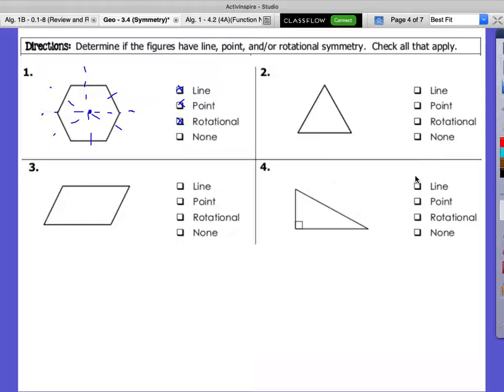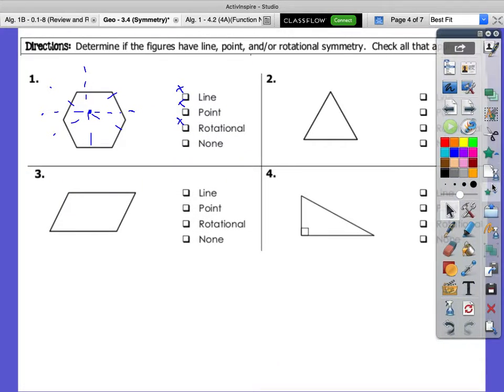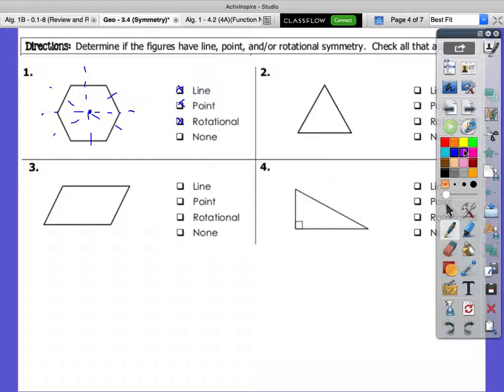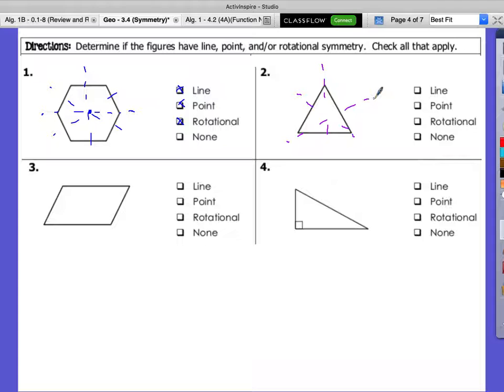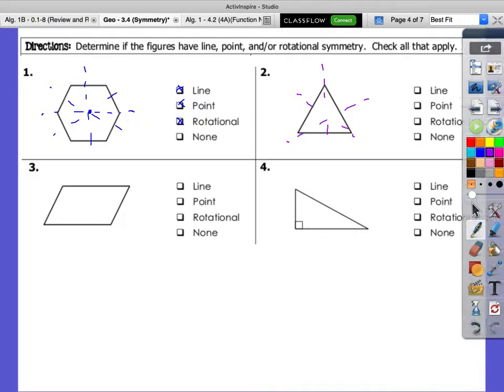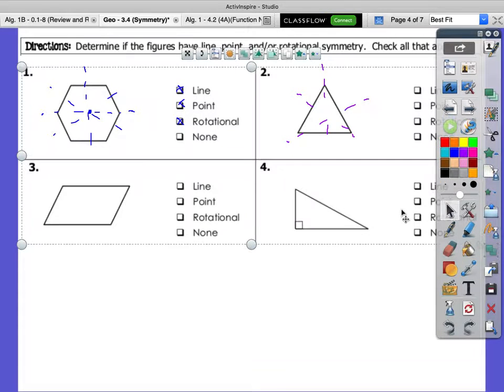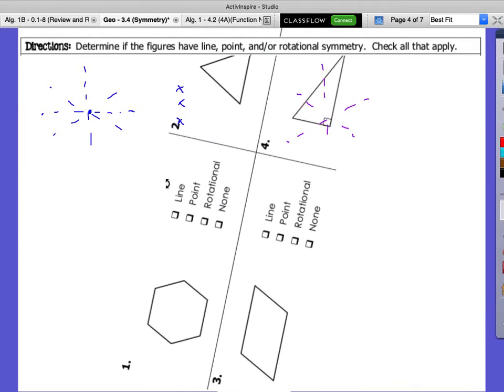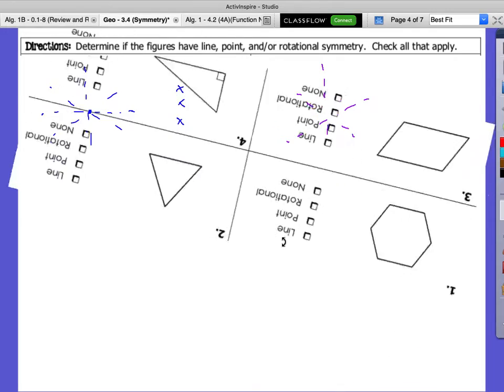Number 2 has line symmetry. It has line symmetry at any of these 3 places. Okay, does it have point symmetry? No, you can't turn it upside down. But it does have rotational symmetry because we can turn it a third of a turn.